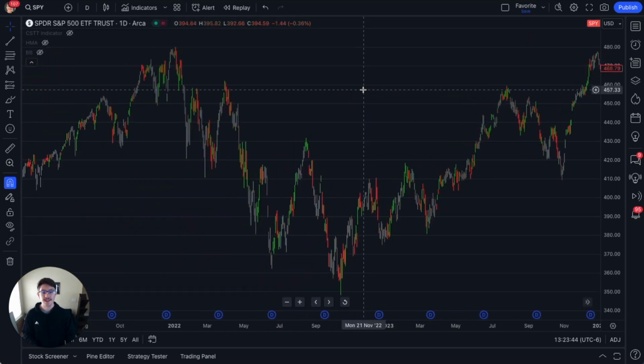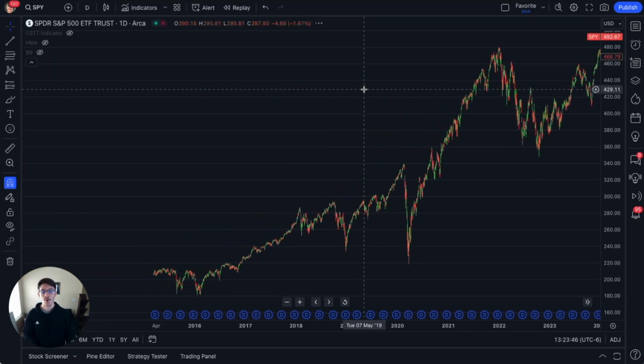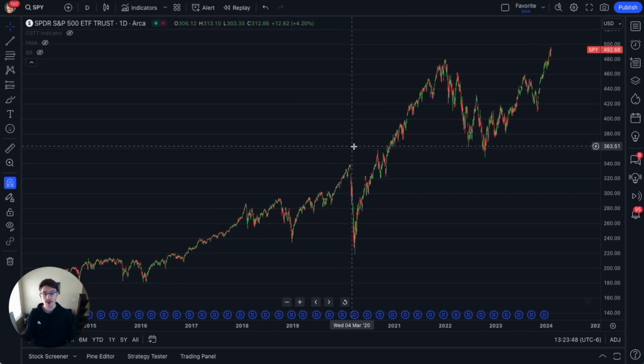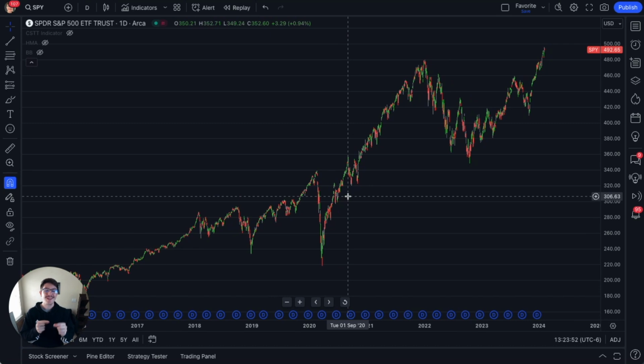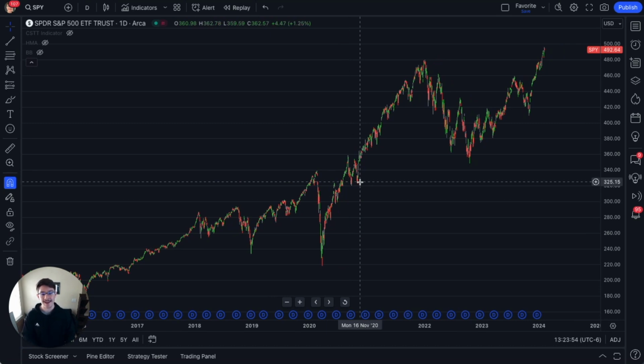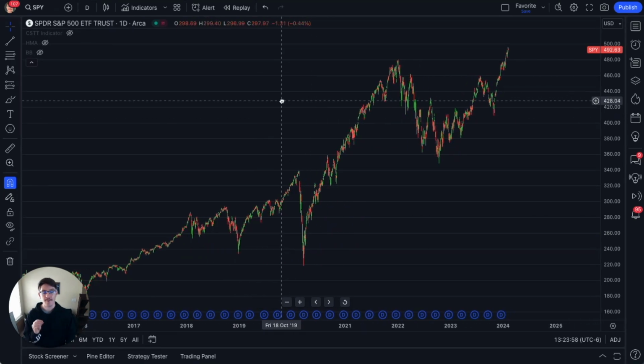So this shows us not only the price action over the last so many years, we can see here back to 2015, but it also shows us what happened every single day because we have it set at a daily chart. We're looking at SPY, which is the S&P 500.